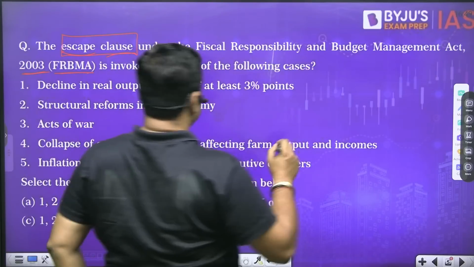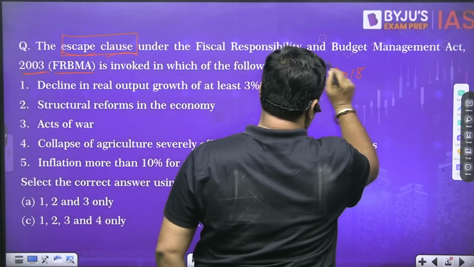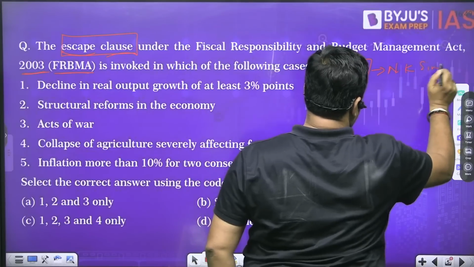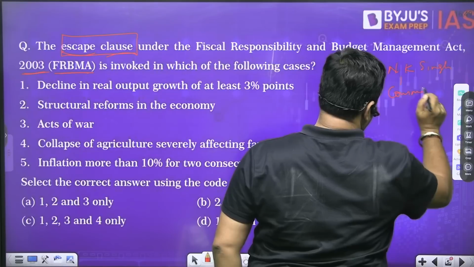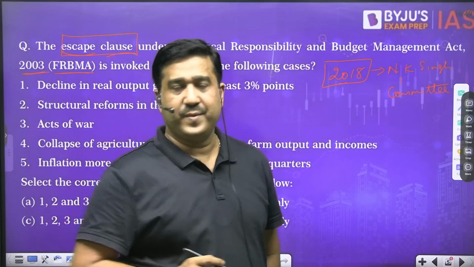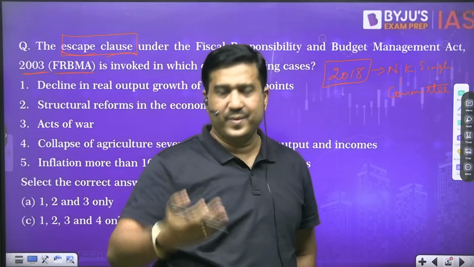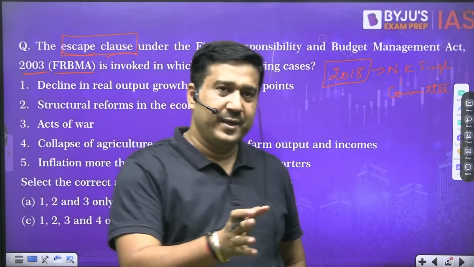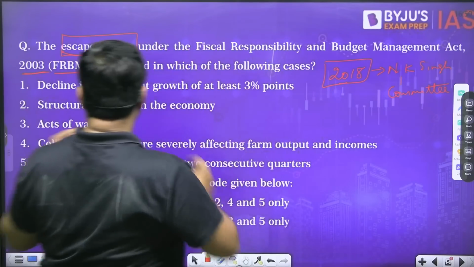Now, in 2018, the NK Singh committee was set up to look into the working of FRBM. How effective was FRBM, and if any improvement or suggestion was needed. The NK Singh committee suggested an escape clause.